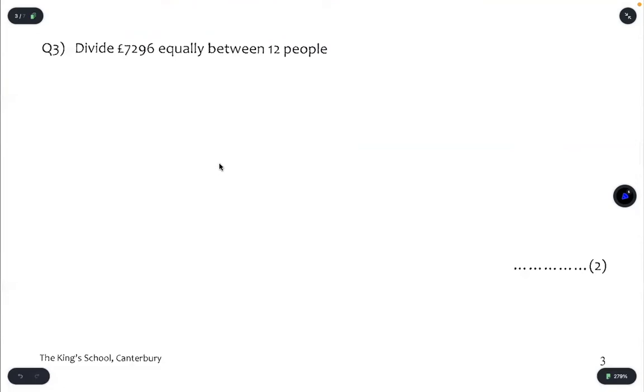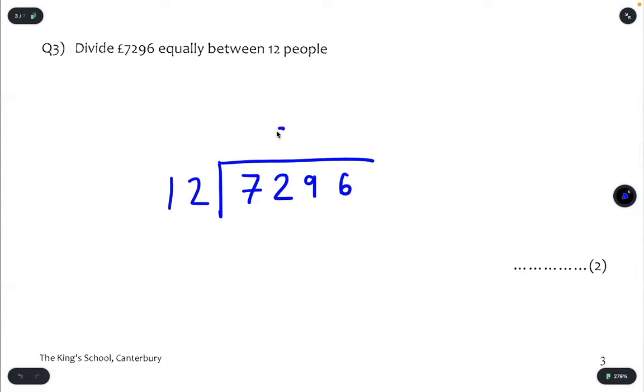7,296 equally between 12 people. 7296 divided by 12. 12 doesn't go into 7. 12 goes 6 times into 72. 12 doesn't go into 9, so 0 there. And 12 eights are 96. So that becomes 8, and the answer is 608.